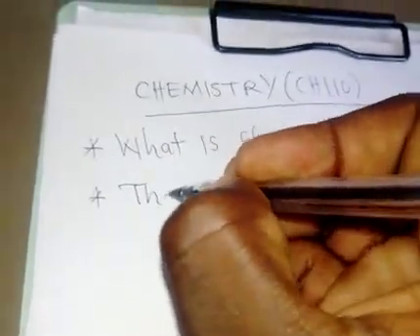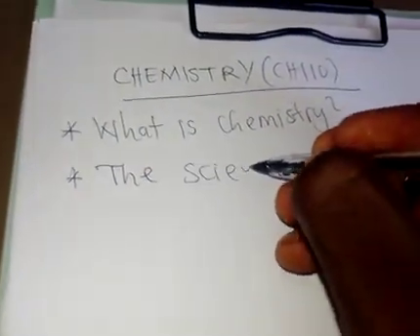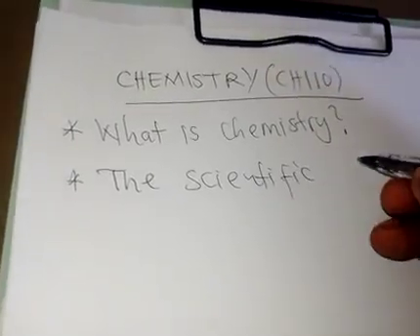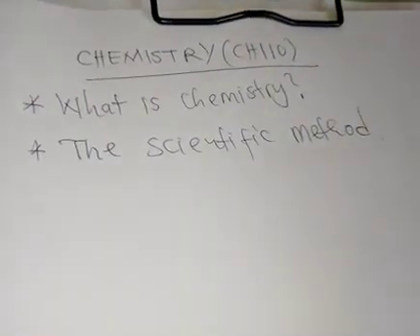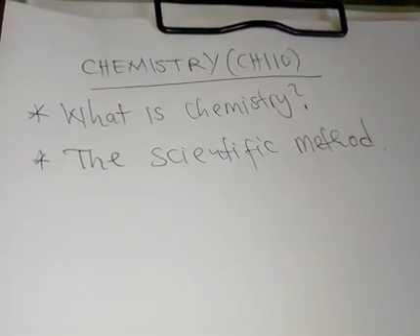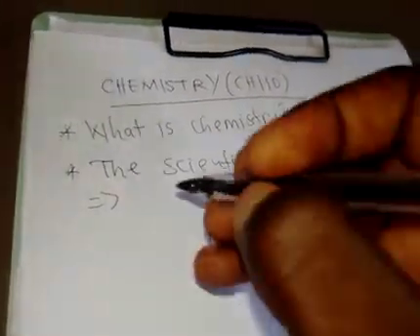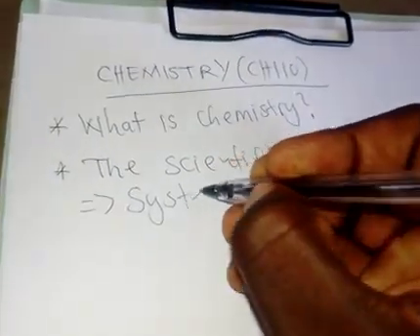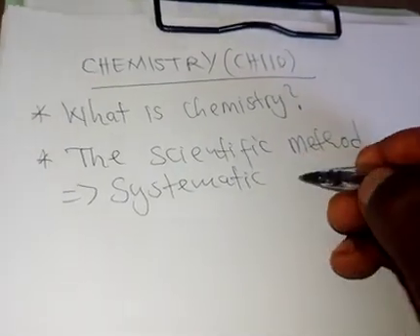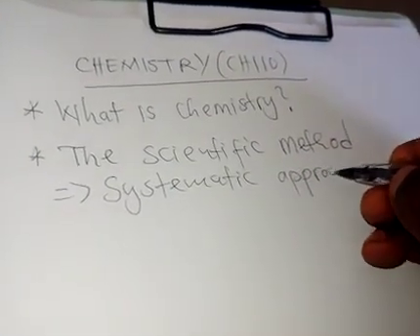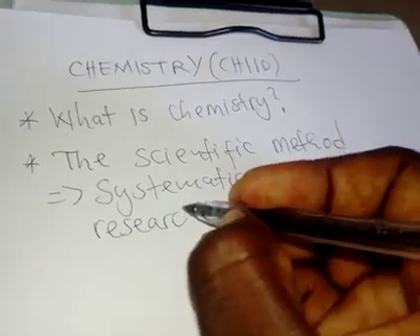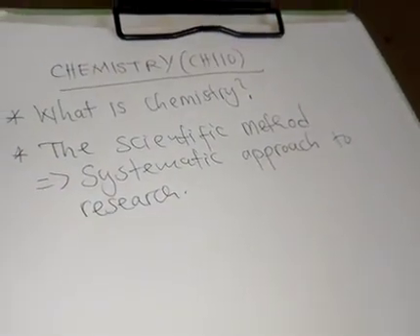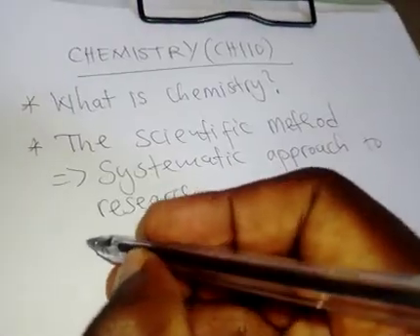The scientific method. Okay, so what is this scientific method? This is simply a systematic approach to research. It's a systematic approach to research. That's a scientific method, and this scientific method actually involves 5 steps.